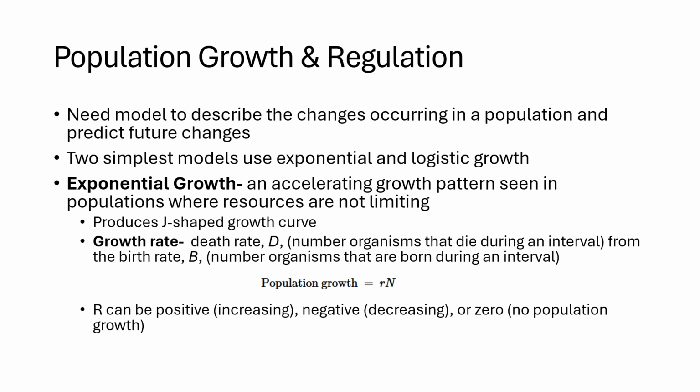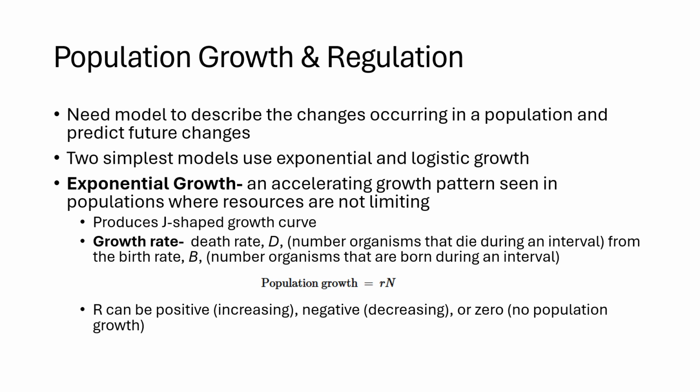So moving on to population growth and regulation. So we need accurate models then to predict changes in the population in the future. The simplest way to do this then would be to look at a case where there's no limitations on resources and a case where there is. And even that is an oversimplification. But in a case where we're just looking at growth itself, not looking at resource use, we would call that an exponential growth. The accelerating growth pattern seen in populations where resources are not the limiting factor, this will actually produce a J-shaped growth curve.